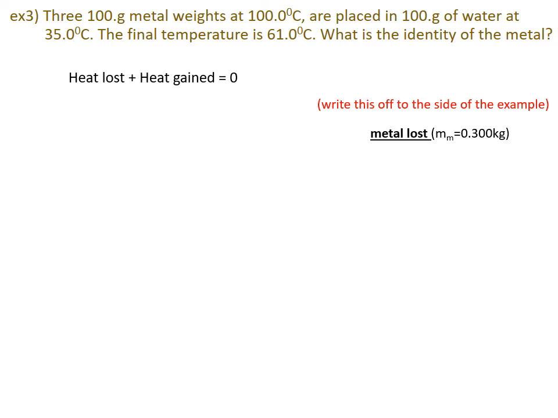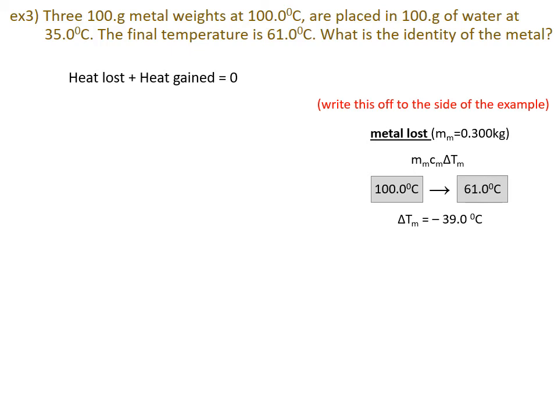Now, where did that come from? Well, I got three 100-gram metal weights, and three 100-gram metal weights weigh 300 grams. We convert that to kilograms by moving the decimal over 3 spots. And that metal is starting at 100 degrees Celsius, and it is going to cool down to the final temperature of 61 degrees Celsius. That is just a change in temperature, so Q equals mc delta T. And that metal decreased in temperature by 39.0 degrees Celsius.